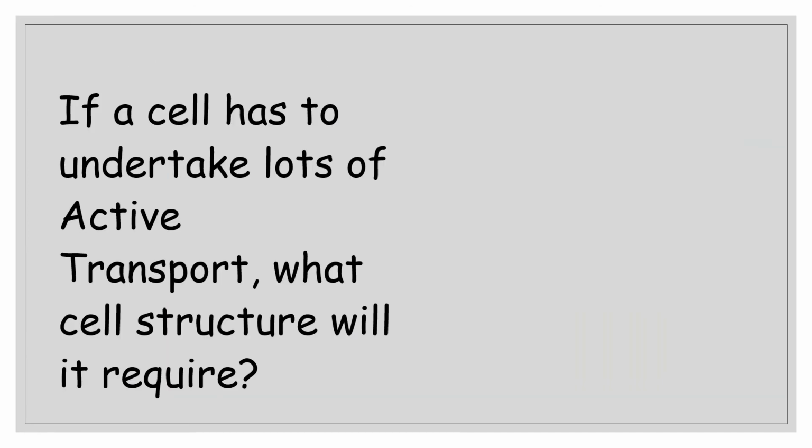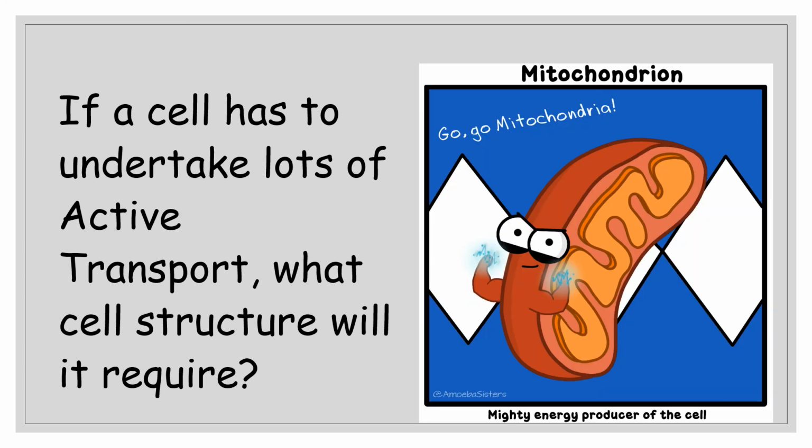And just as a final thought today, we're linking this back to Key Area 1.2 cell structure, thinking about the organelles within animal, plant, fungal, bacterial cells. If a cell has to undertake lots of active transport, which requires energy, what cell structure will it require? Now hopefully you're thinking it's mitochondrion or mitochondria. Probably will be lots of mitochondria, which is the plural. So mitochondria are the site of aerobic respiration and therefore energy production within your cells.